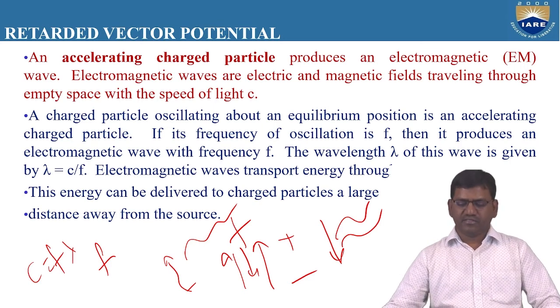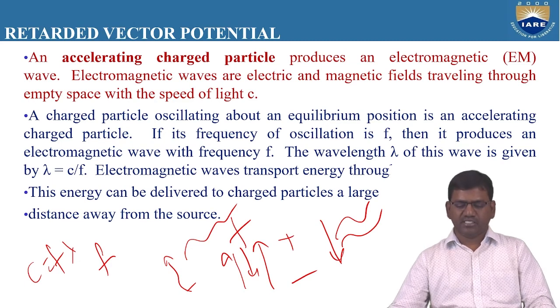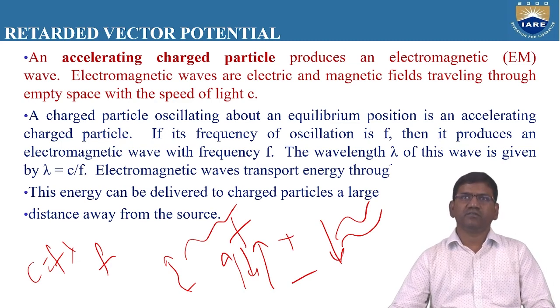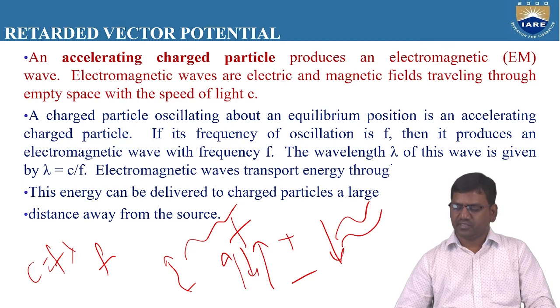These electromagnetic waves transport energy through space. This energy can be delivered to charged particles a large distance away from the source. That means the energy produced by the radiating element reaches a distant point, to infinity, away from the source.